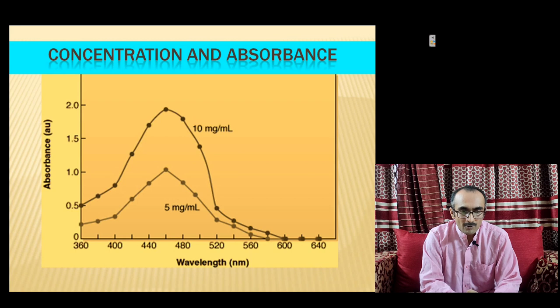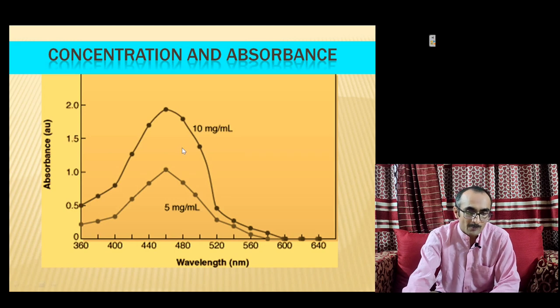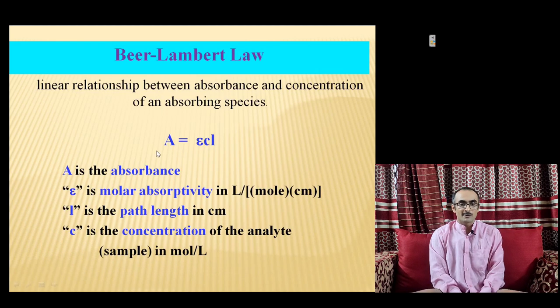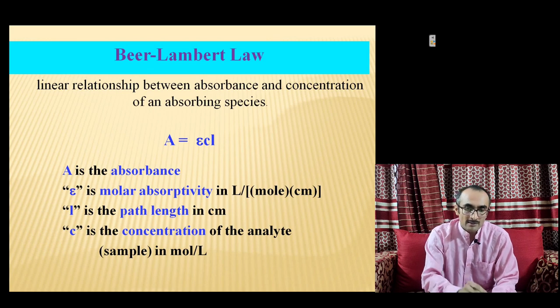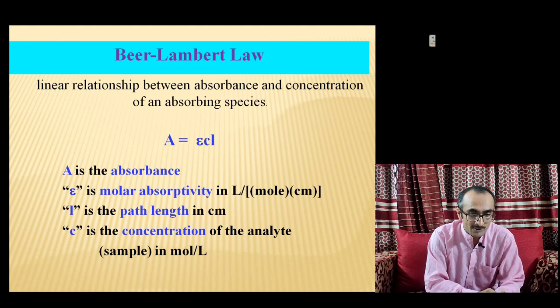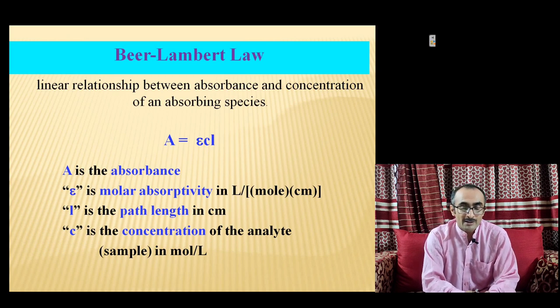And the absorbance by a compound also depends, along with wavelength, on concentration. For example, you have one compound at 5 mg per ml concentration and 10 mg per ml concentration. You see the absorbance is always high for high concentration of the compound at a certain wavelength. So that means if you increase concentration, absorbance also increases. And that's what was told by Beer and Lambert, and they have given a very famous law about this. They said that the absorbance by a compound depends on the concentration of that compound and is directly proportional to the concentration. There's a linear relationship between absorbance and concentration of a compound. If you increase concentration of the compound, absorbance by that compound will also increase.